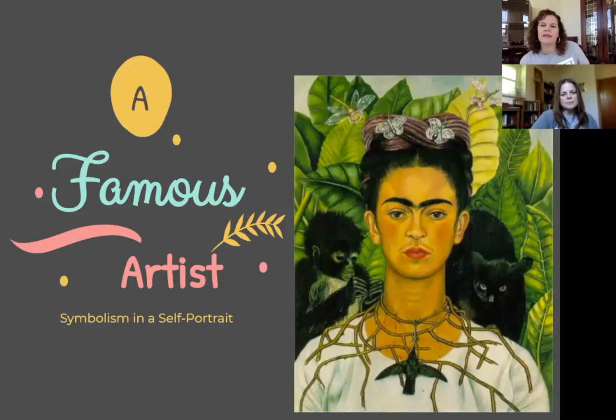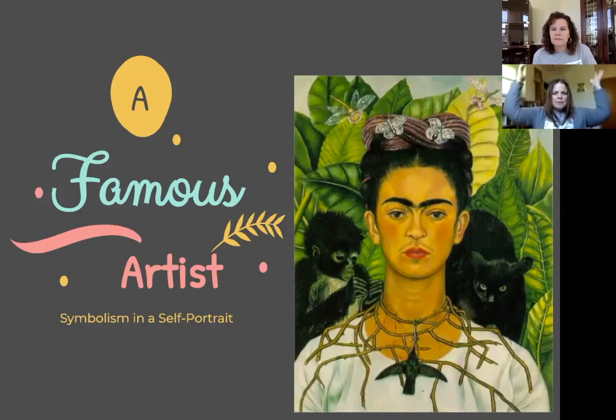Mrs. Braden, when you look at this, what do you see? Okay, so the first thing I see when I see this picture is I see a woman who is not smiling. She's standing in front of really big leaves and she has dragonflies above her and butterflies flying above her, and the butterflies are in her hair. She also has a monkey on one of her shoulders and a black cat on the other. And then I notice that she has thorns around her with a bird hanging from the center of it.